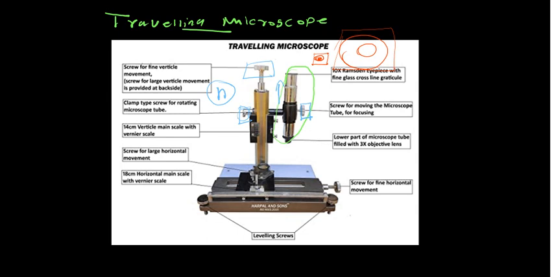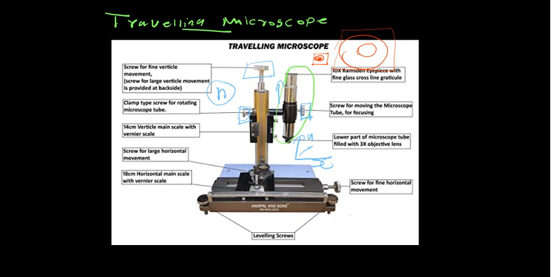And here the horizontal scale is a regular centimeter scale, like on a meter ruler, and there is a horizontal vernier scale as well. So this has two directions, the x direction and the y direction. In both directions you can get the coordinates. It's a really useful device.